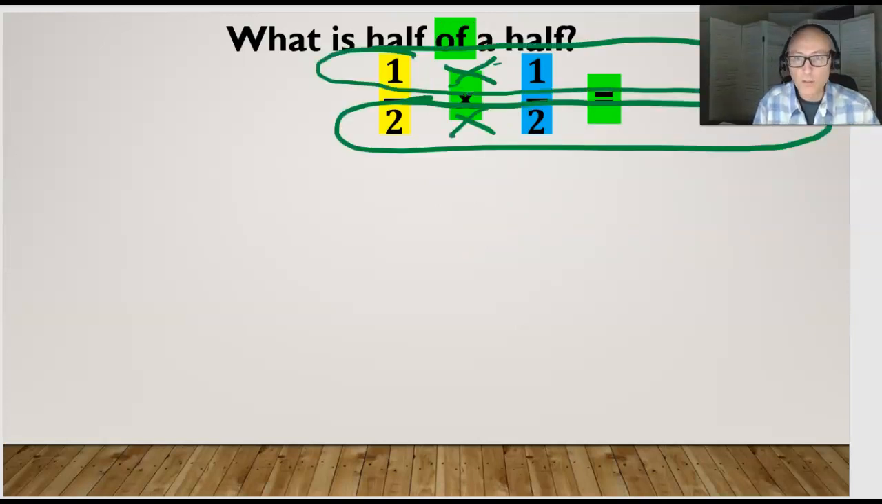Okay. So how do we multiply fractions? We already know how to do this. Just take the numerator, multiply the numerator across.